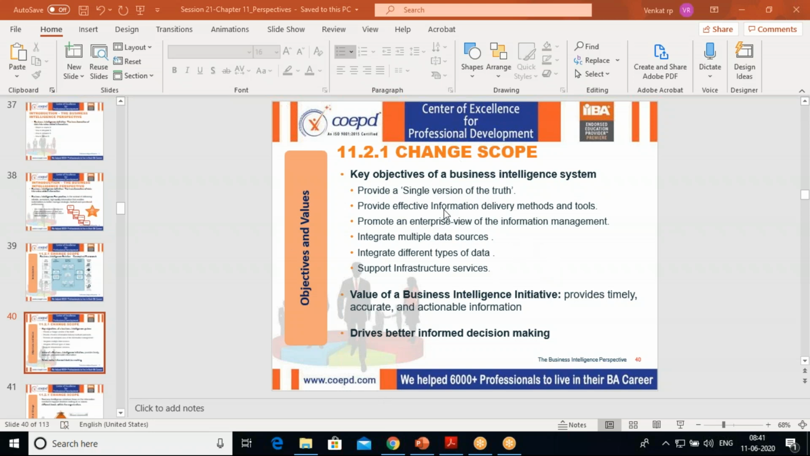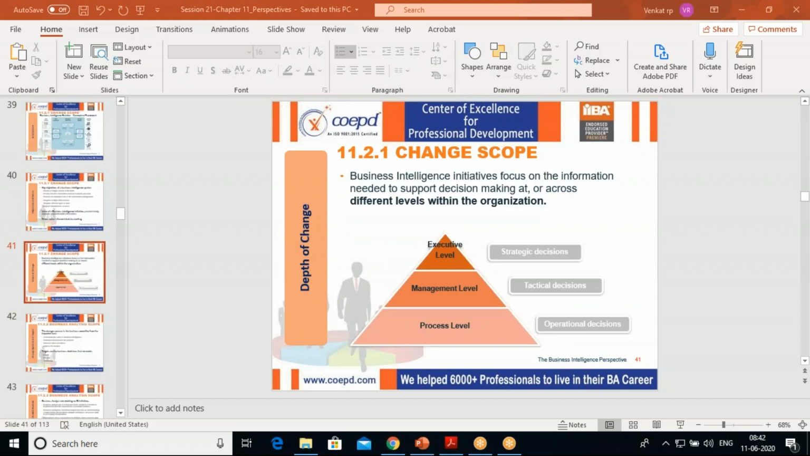So all this would be the business intelligence system. We find everything here. And the value of the business intelligence initiative would be to provide timely, accurate, and actionable information. So what is required at that particular moment of time, that information is being clearly furnished here, and it drives better informed decision making. Very, very important thing is that it drives better informed decision making. Based on the previous data, we can pull out the required data and we can make it happen, right?